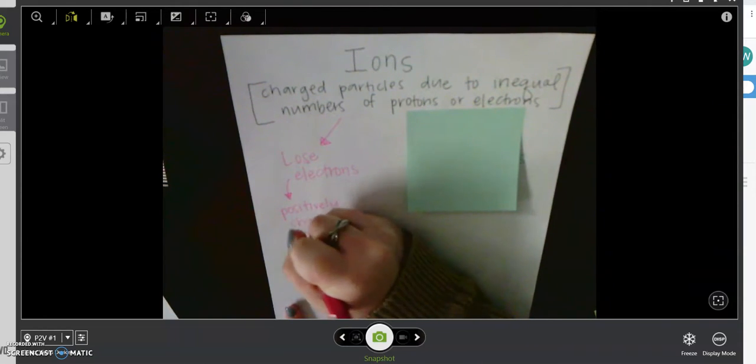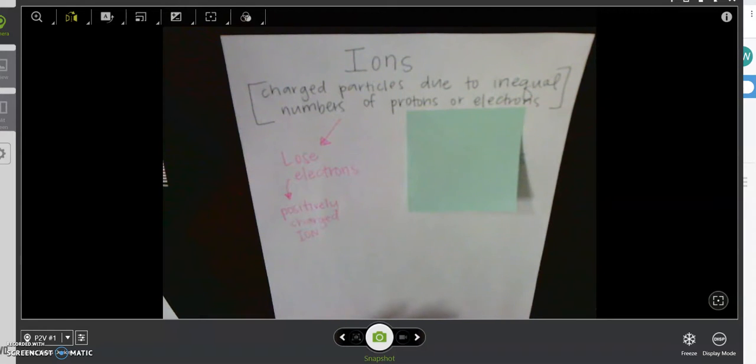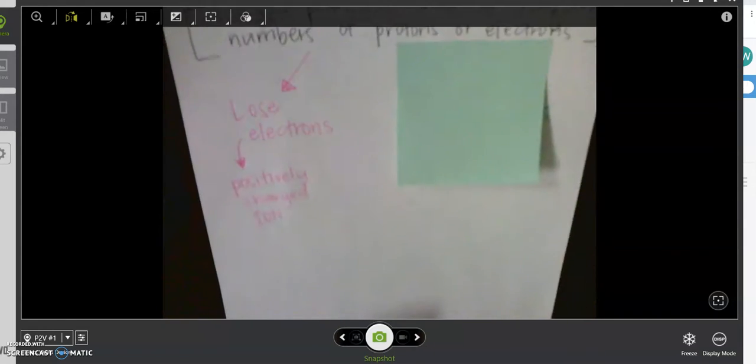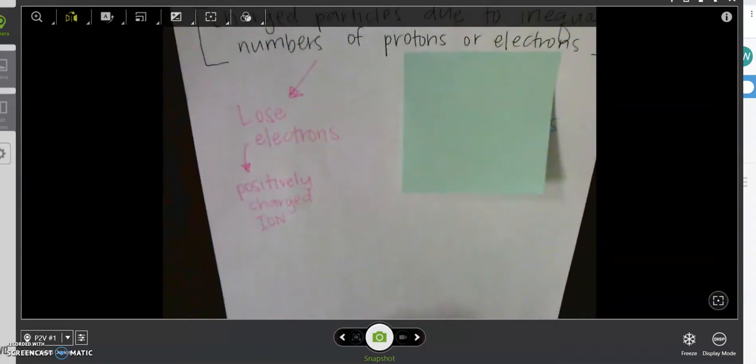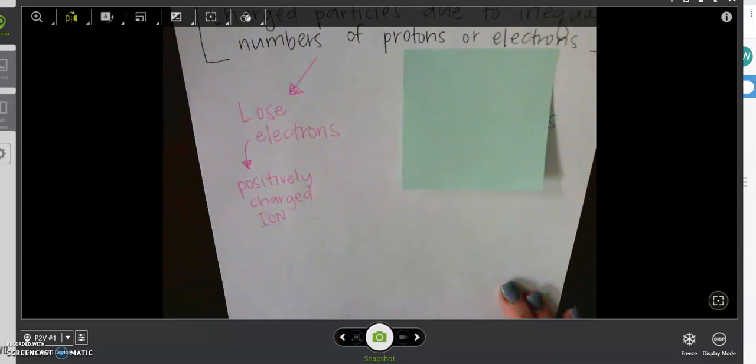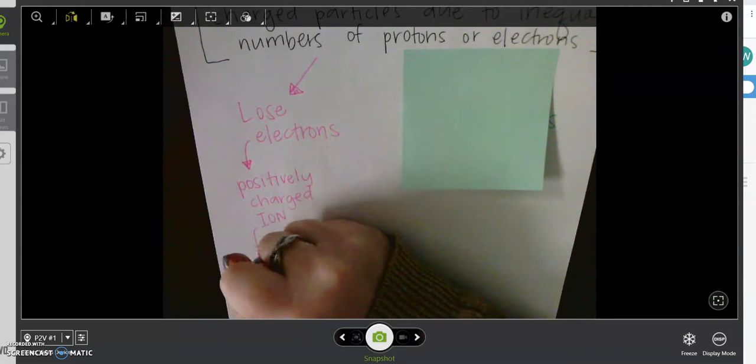Due to the fact that there are now more protons in the nucleus than there are electrons in the rings, simply because some of those valence electrons have been lost. A positively charged ion is going to be called a cation.